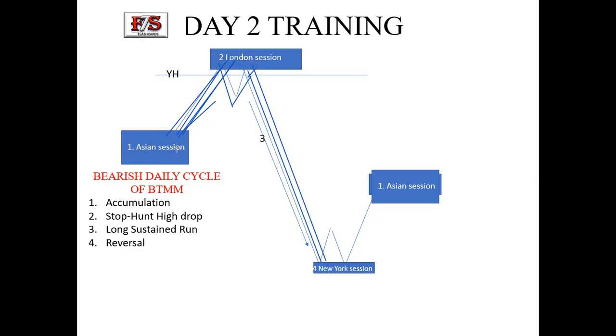In ICT, they call it accumulation, manipulation, and what? Distribution. ICT calls it like that. While BTMM calls it consolidation, right? Stop hunting, long sustained run. This is the long sustained run. And what? New York reversal.